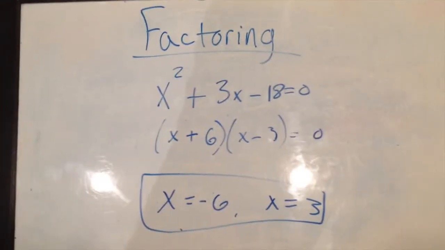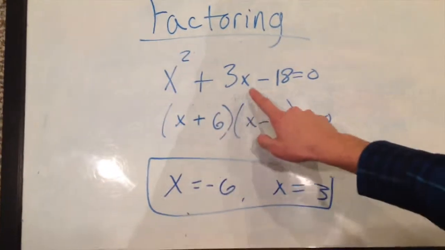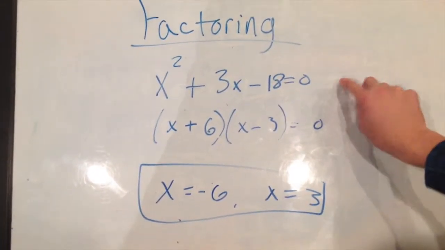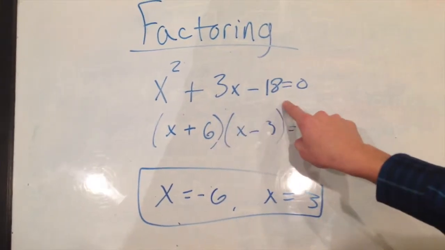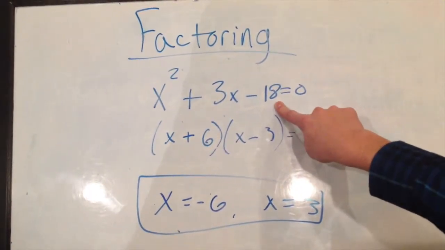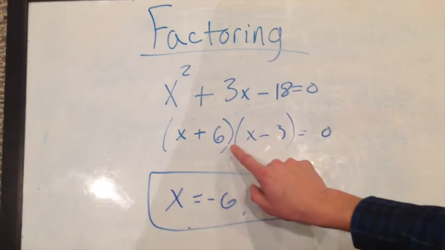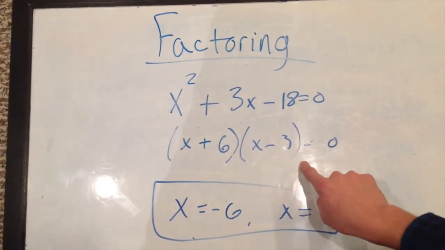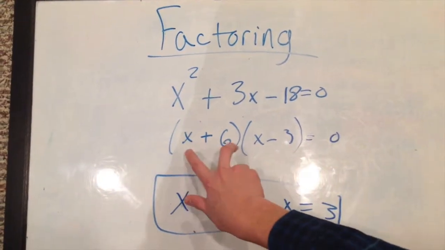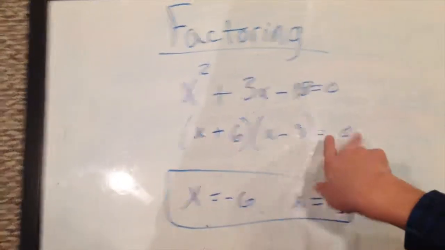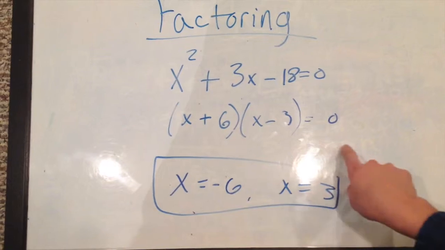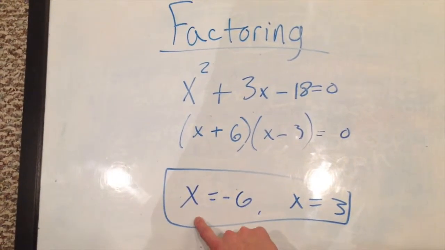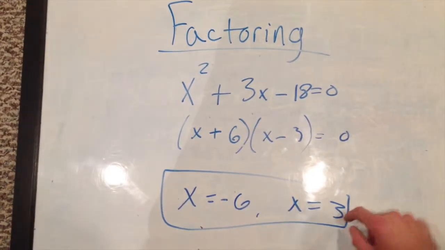We take a look at this problem. X squared plus 3x minus 18. You first have to set the problem equal to 0. Then you take a look at 3x and the 18. You find the multiples of 18 and add them up to 3, which we have done here. X plus 6 and x minus 3. You then set each of the factored problems equal to 0. X plus 6 equals 0 and x minus 3 equals 0. You then get x equals negative 6 and x equals 3.